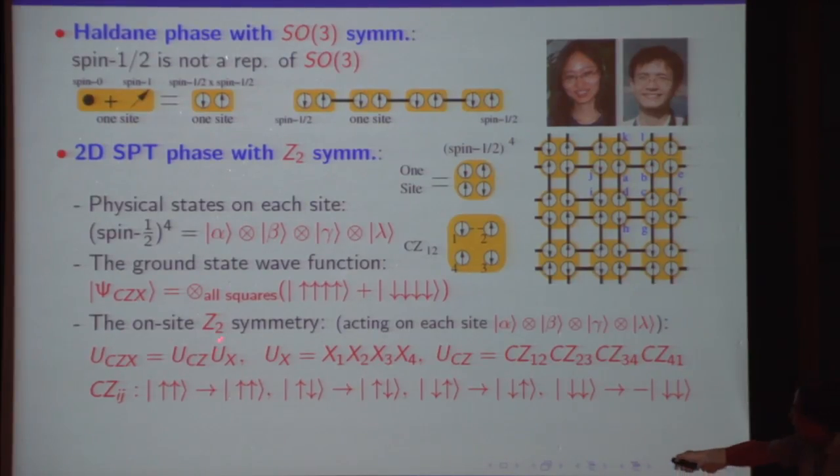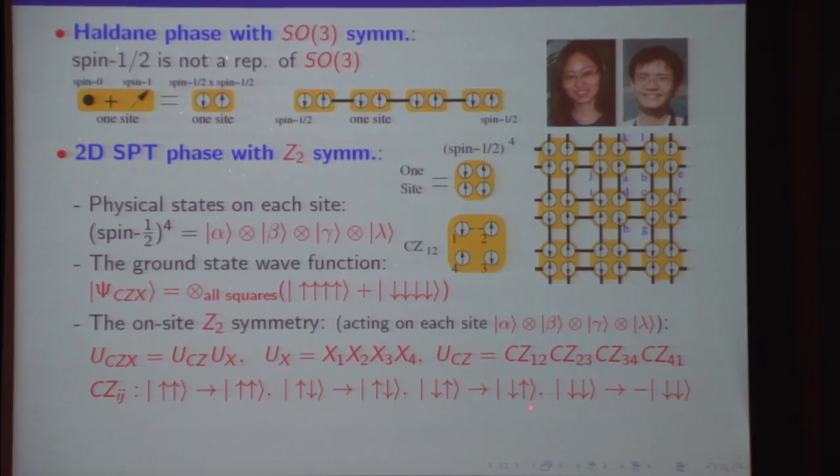The action of CZ is that it does not act on the individual spin. It acts on a pair of spins. Therefore, this U_CZ contains 4 terms. They act on 1, 2, on 2, 3, on 3, 4, and on 4, 1. Each CZ acts on a pair of spins in a similar way. They don't change the spin, except when you have both spins down, you add a minus sign. This is the CZ gate in quantum information terminology.